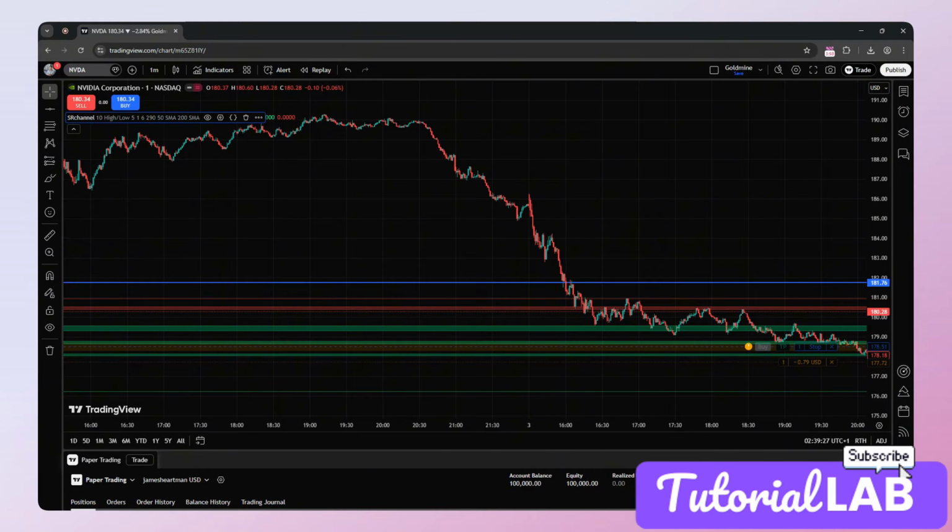Common mistakes to avoid: drawing levels on every candle, ignoring higher time frames, or thinking support and resistance always mean price will reverse. Used correctly, support and resistance help us plan better entries, exits, and risk management. And that's how we find support and resistance levels on TradingView, both manually and automatically.